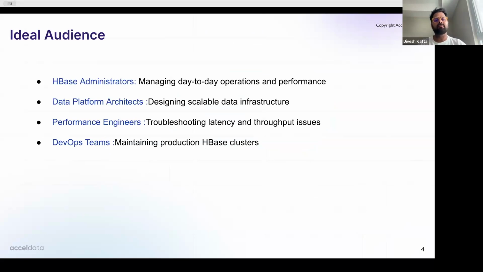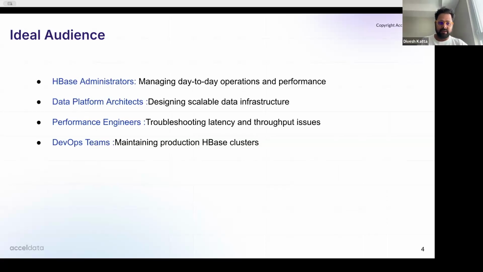This session is designed for the practitioner, people who actually get their hands dirty with HBase. Whether you are the one getting paged at 2 a.m. when performance tanks on your next generation data platform. I'm not going to waste time on theoretical concepts you will never use. Everything we cover today can be implemented this week. If you are completely new to HBase, you might want to grab some of the basics first, but don't worry, I'll explain the key concepts as we go on.